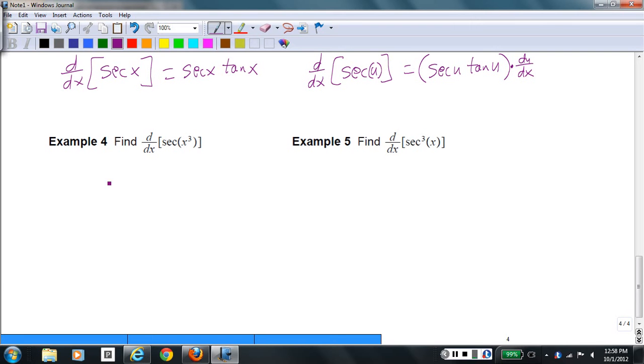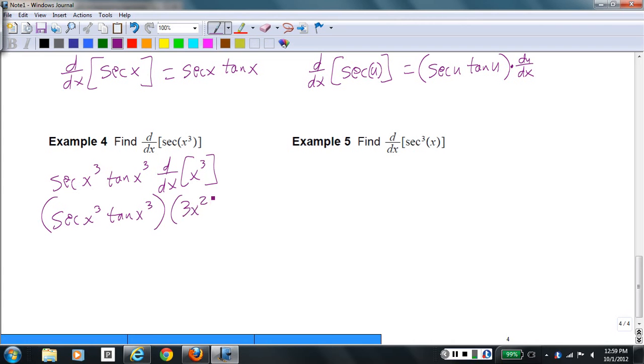So this is going to be secant of x cubed times the tangent of x cubed times the derivative of x cubed. Well, easy enough, 3x squared, right? So secant x cubed tangent x cubed times 3x squared, and probably the 3x squared should go in front.